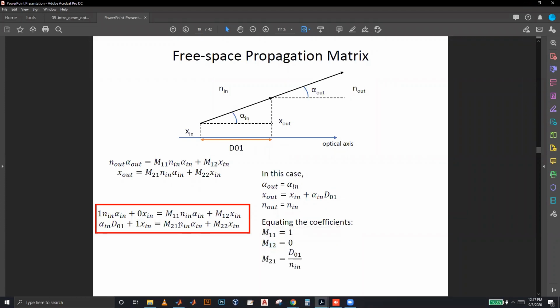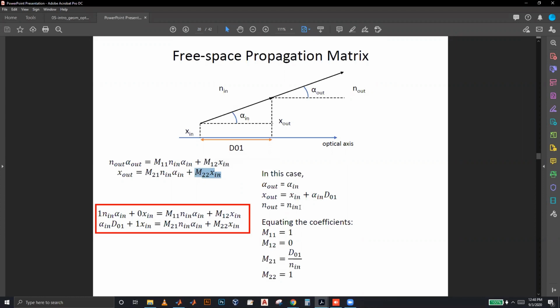And then M21, this term. So I have to equate this term with this here. So alpha in, alpha in. So M21 basically becomes D01 over N in, right? So M21 is D01 over N in, to make this term same with this term. And M22, again, I have an X in term. I have an X in multiplied by M22. So M22 is 1.